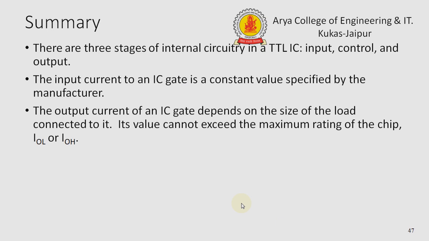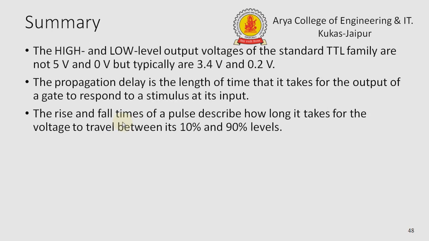And this is the overall summary of what we studied in our digital logic family lecture series. There are three stages of internal circuitry in a TTL IC: input, output and control. The input current to an IC gate is a constant value specified by the manufacturer, and the output of an IC gate depends on the size of the load connected to it. Its value cannot exceed the maximum rating of the chip because it can burn it.